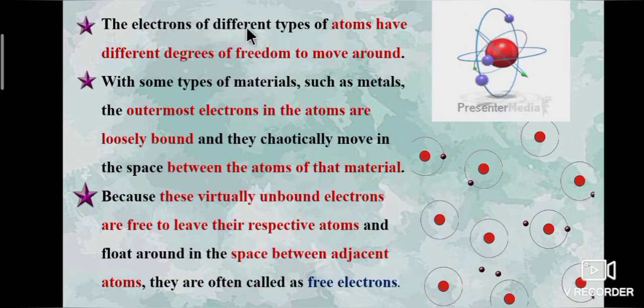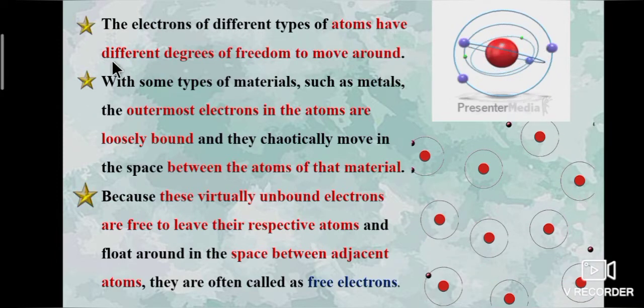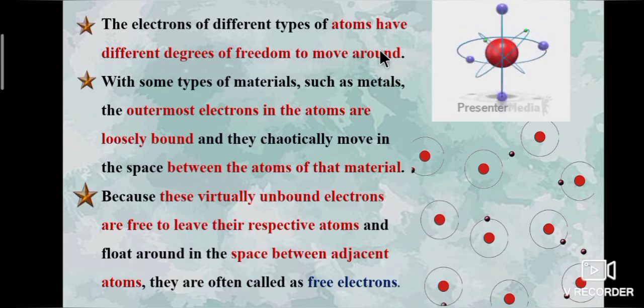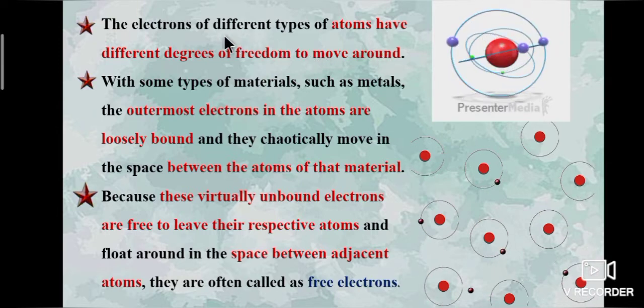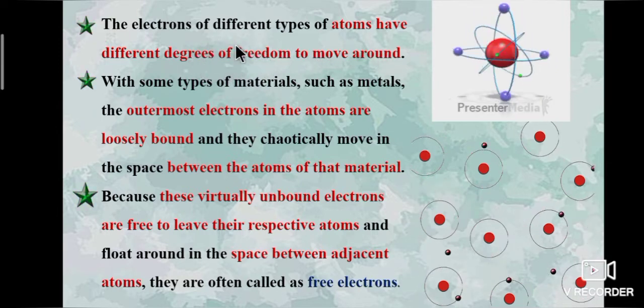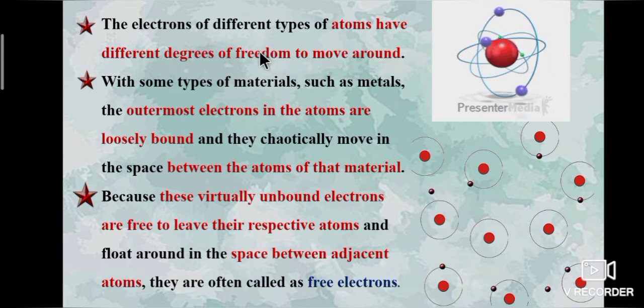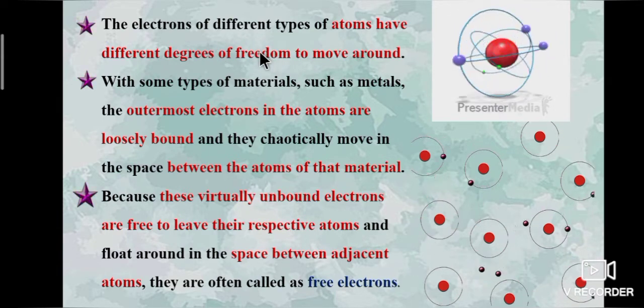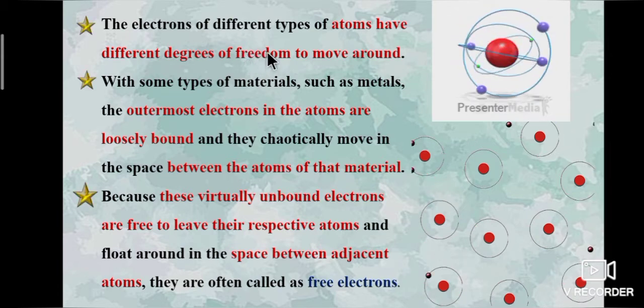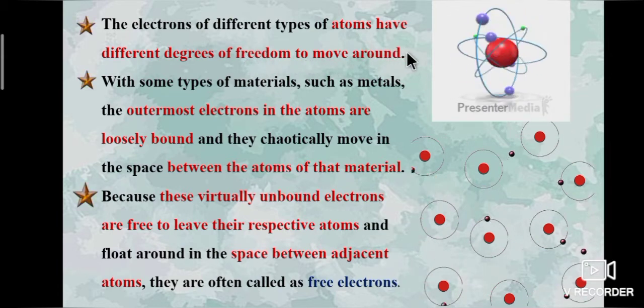The electrons of different types of atoms have different degrees of freedom to move around. What do you mean by different degree of freedom? What is degree of freedom? Independent factors of electrons. That is speed, phase and rotation of the electrons to move around in an orbit.